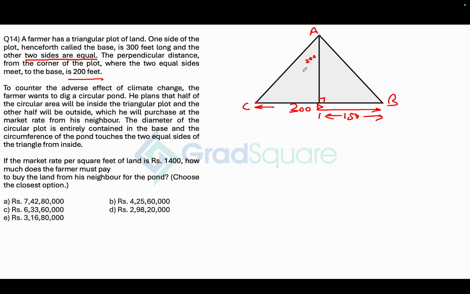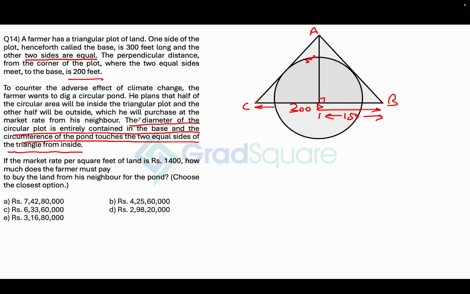Now, to counter the adverse effect of climate change, the farmer wants to dig a circular plot. He plans that half of the circular plot area will be inside the triangular plot and the other half will be outside, which he will purchase at the market rate from the neighbor. The diameter of the circular plot is entirely contained in the base, and the circumference of the pond touches the two equal sides of the triangle from inside.